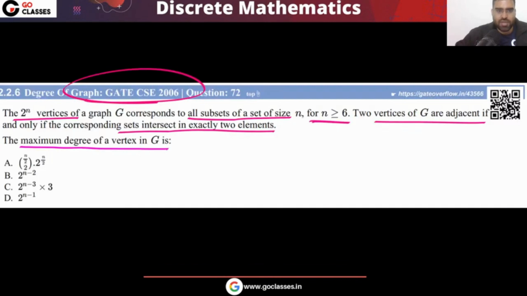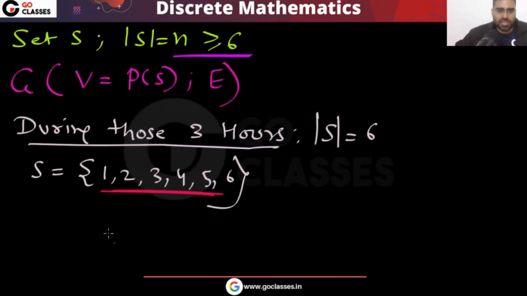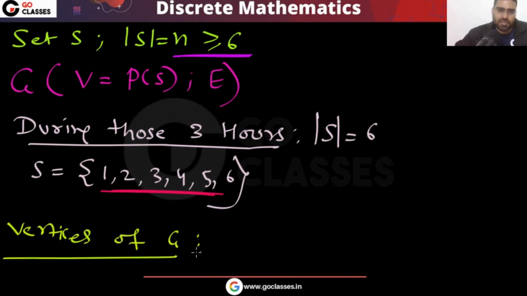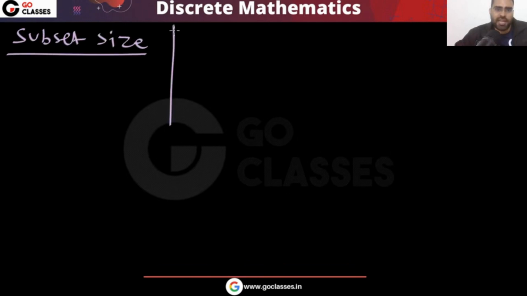A simple question I'm asking you: all the 2 size subsets, will they have the same degree? What are the vertices of G? These are the subsets of S. So you can divide them like this. Here you have the 0 size subset. It will have degree 0, right? There is nothing to worry about. So here I am writing subset size, and then I will calculate the degree of that vertex.